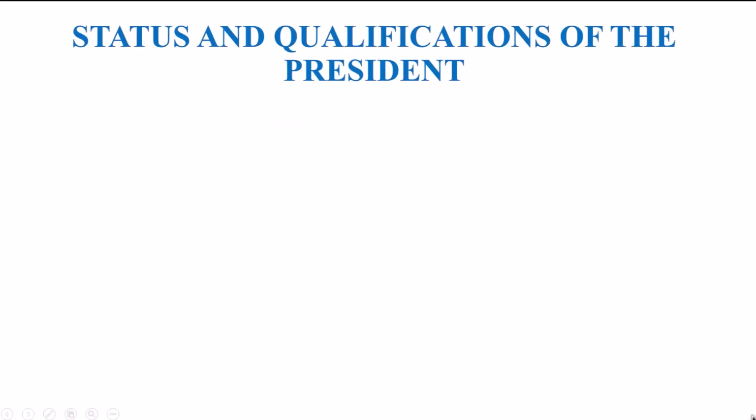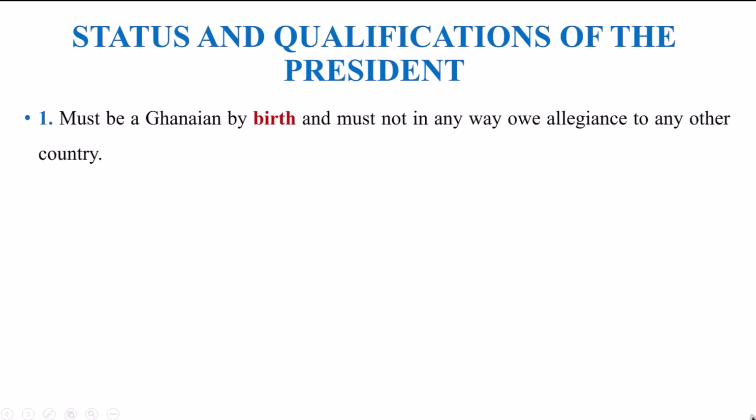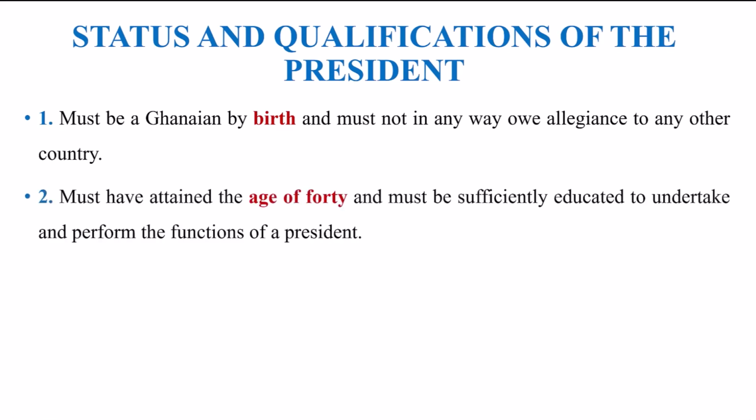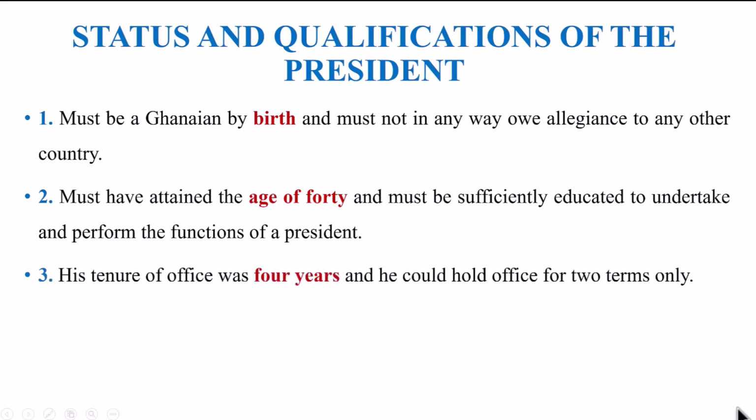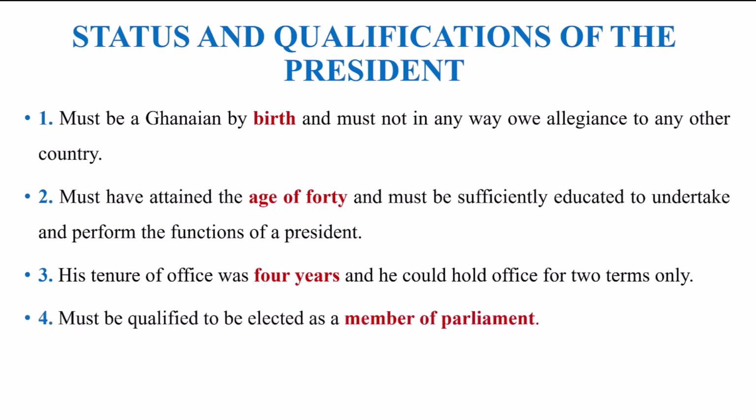So, one, a candidate for the president must be a Ghanaian by birth and must not in any way owe allegiance to any other country. You must be born in Ghana, and you must not have an allegiance to any other country, as in you shouldn't be a foreigner or have a citizenship with any other country. Now, the second one was that he must have attained the age of 40 and must be sufficiently educated to undertake and perform the functions of a president.